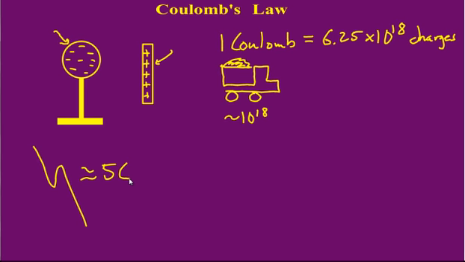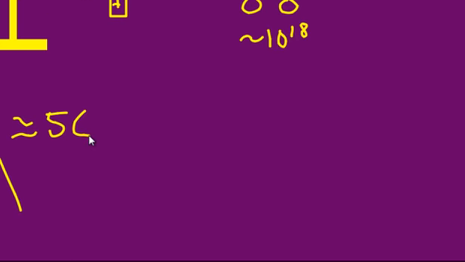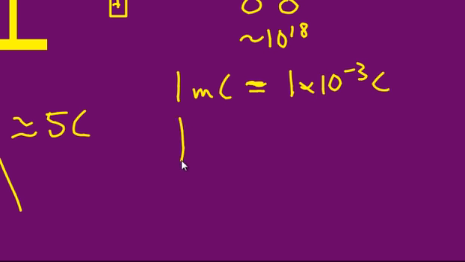Turns out it's so big that it's often simpler to work in smaller versions of the Coulomb. For example, we have a millicoulomb, right? Just like a millimeter, okay? And just like a millimeter is thousandths of a meter, this is a thousandth of a coulomb, right? Or even a microcoulomb, okay? Let me make that a little clearer. That's the Greek letter mu. A microcoulomb is a millionth of a coulomb.